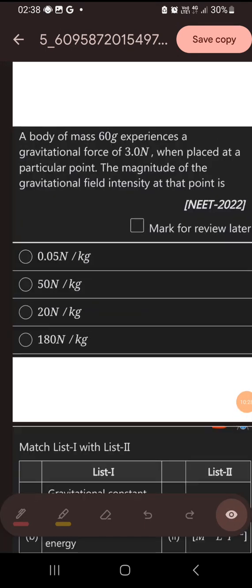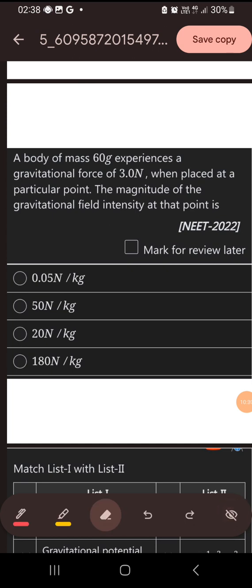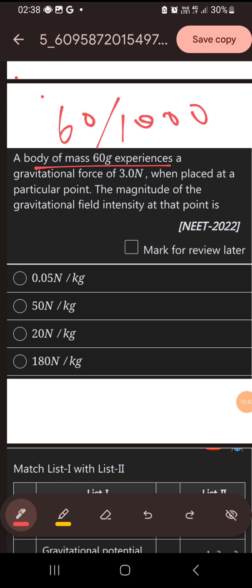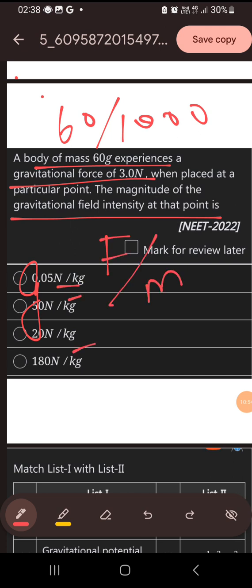And the next question, read out the question carefully. A body of mass 60 gram, they were given in grams, we have to convert into kilograms. So 60 by 1000. And the gravitational force is 3 Newton at a particular point. The gravitational field intensity, we know the formula of gravitational intensity, that is force by m. What is the force we were experiencing here? 3 Newton divided by mass, they were given 60 by 1000. So make it clean.